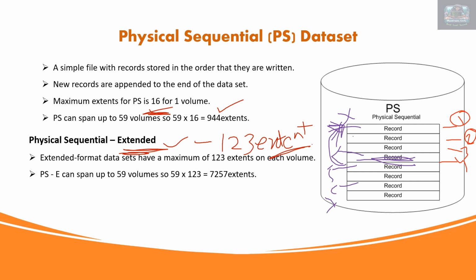So an extended physical data set can go beyond the normal limit. Normally, when you create a normal physical data set, it takes up to 65,535 tracks. But when it is an extended data set, it can go beyond 65,535.